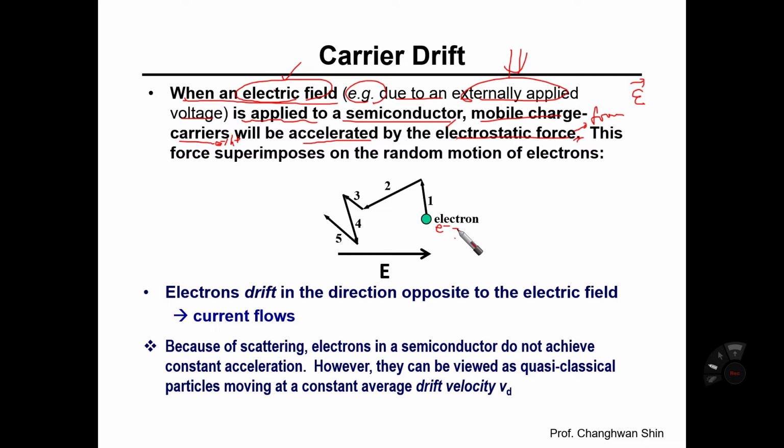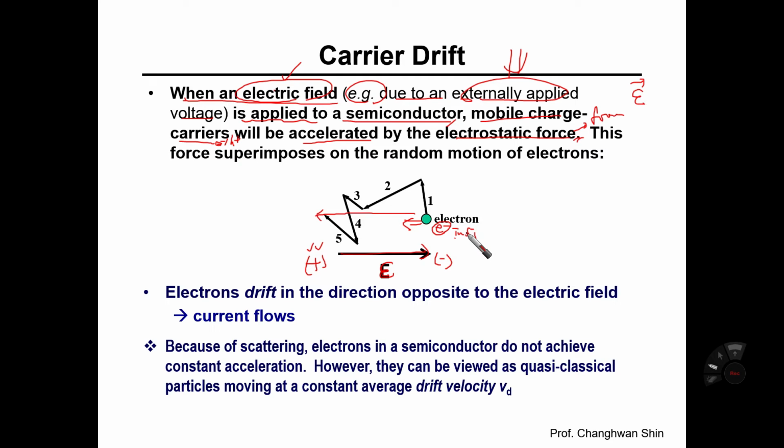So from the externally supplied electrical energy in the format of electric field, the electron in silicon material is going to be accelerated. So this E indicates the electric field from plus toward minus electrode. The electric field is formed. So now the negatively charged electron is moving toward the plus electrode. But it never goes straight forward.